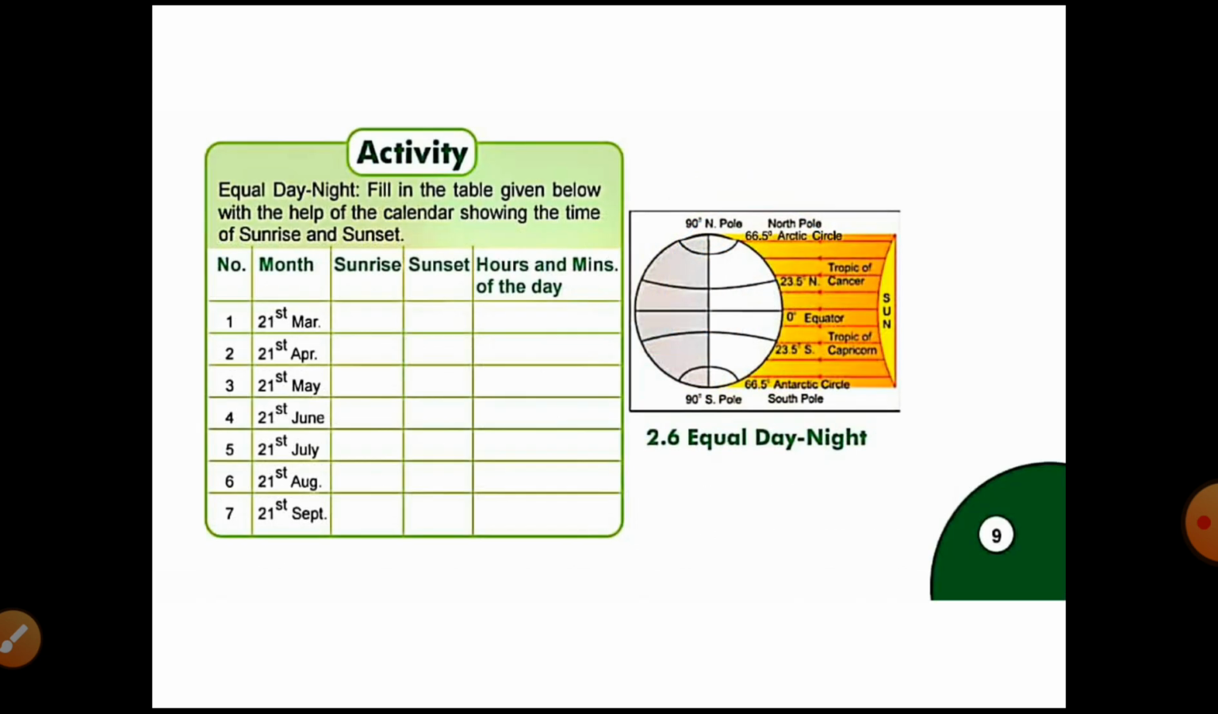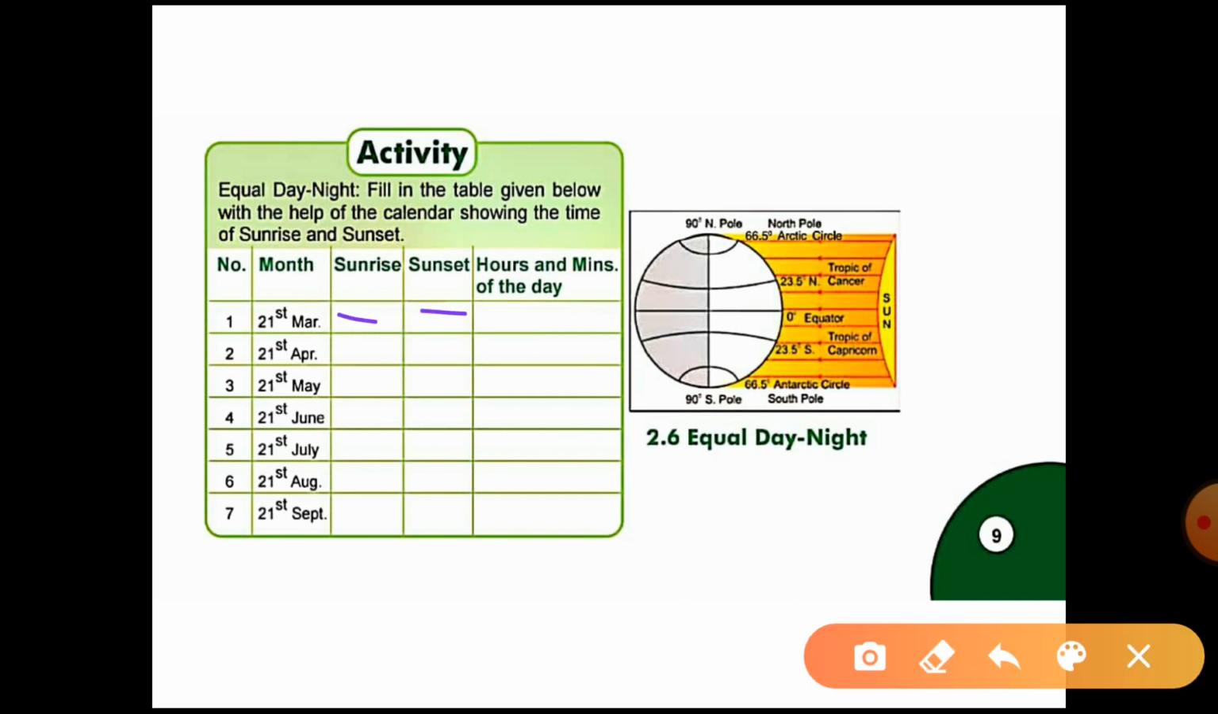Now here is one activity which is given: equal day and night. Fill in the table given below with the help of the calendar showing the time of sunrise and sunset. Okay, you have to bring one calendar in which the times of sunrise and sunset are given. And you have to fill in these brackets here and here.